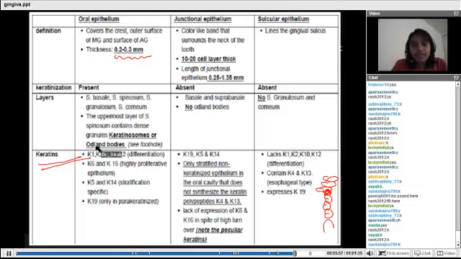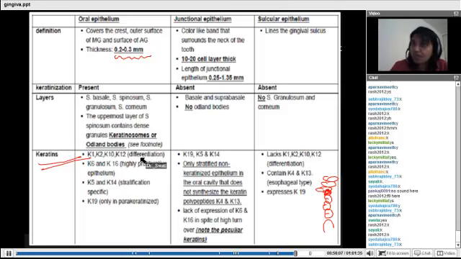Okay, K5 and K14 are stratification specific. That means the epithelium that has layers will have K5 and K14. So oral epithelium is stratified and it has K5 and K14. Okay, and K19 is seen only in parakeratinized.